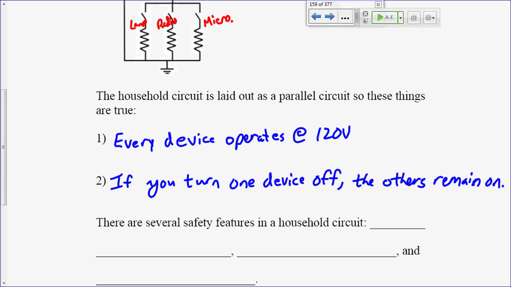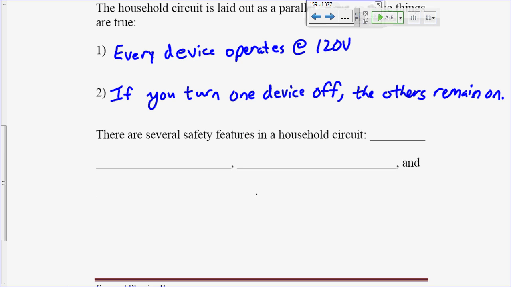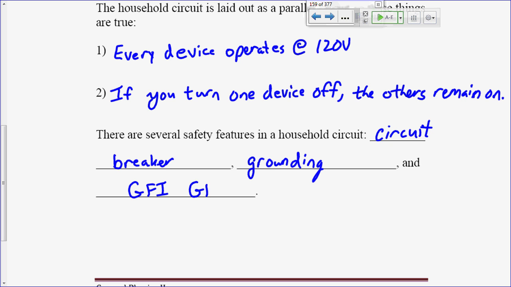We're going to talk about several safety features in a household circuit: the circuit breaker, the grounding of your home, and the GFI or GFCI. You can call it either, they're the same.